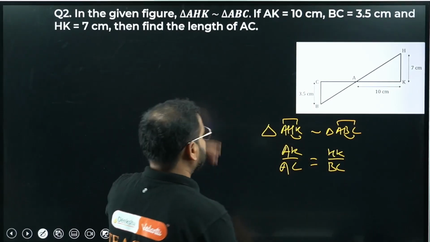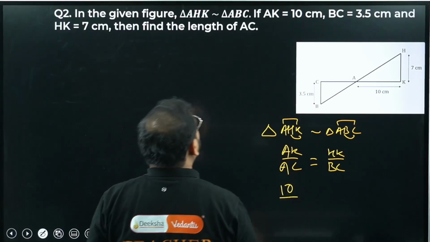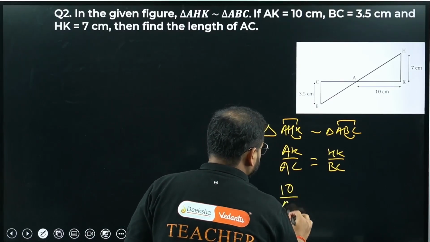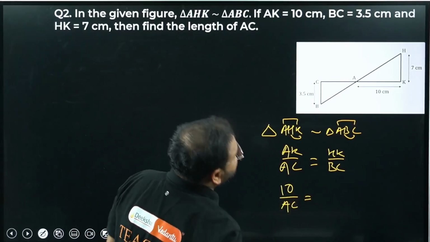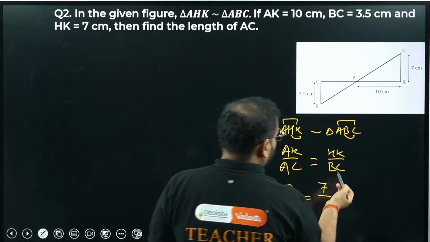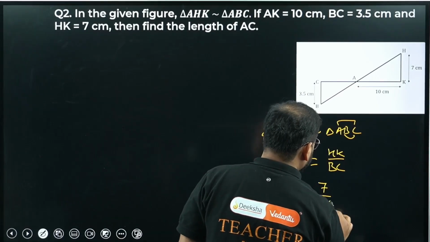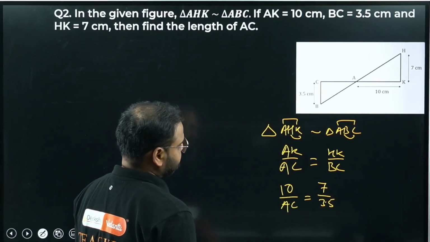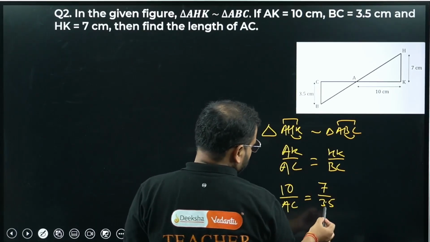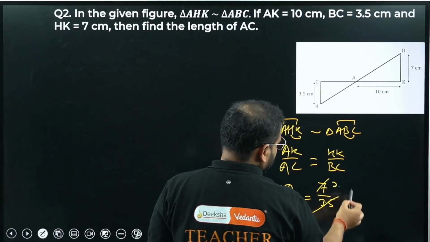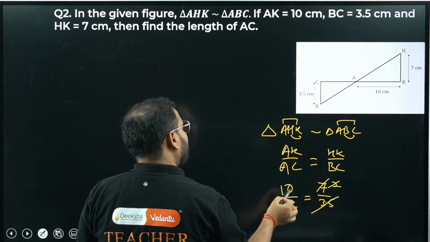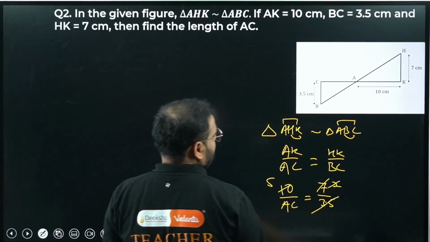No, AK is given as 10, so right here 10. AC I don't know, right? So let's write this as AC only. And what is HK? HK is given as 7, so take here as 7. What is BC, sir? BC is 3.5. Okay, great. So you can cancel it over here. Please check. 3.5 times 2 is what? 7, and 2 times 5 will be what? This is nothing but 1.